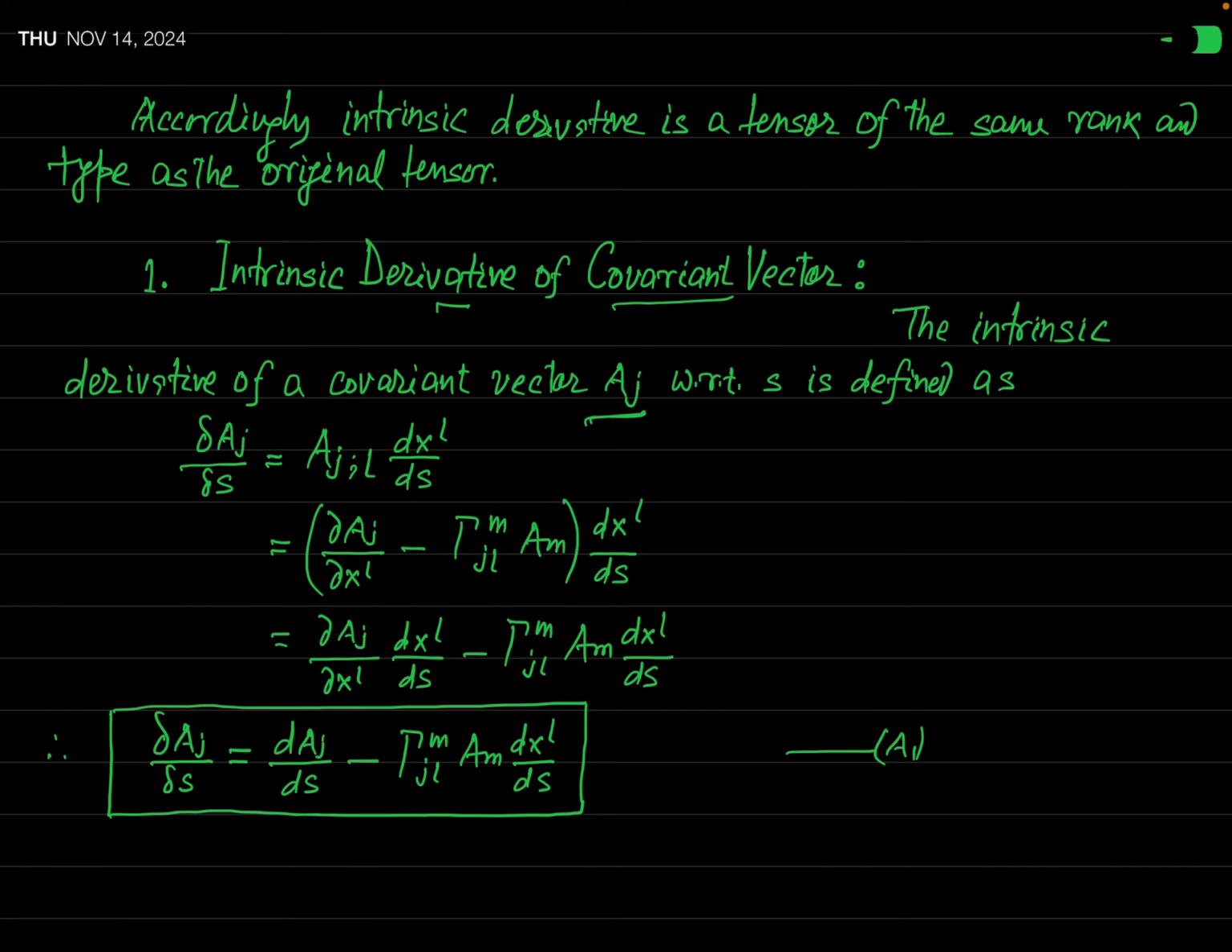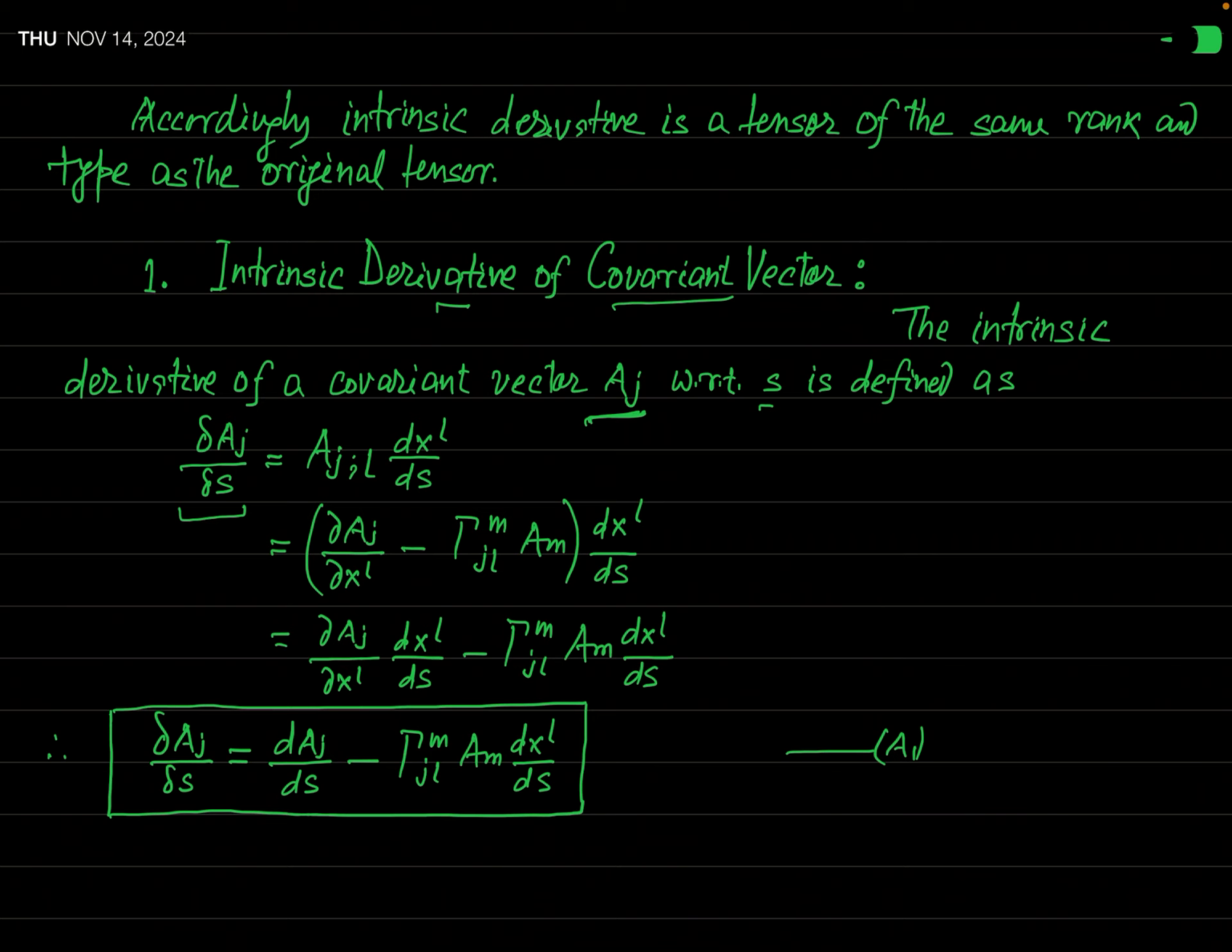And if you want to define the intrinsic derivative of this aj with respect to s, then how will it be denoted? You have seen the notation for it. It is denoted by delta aj by delta s. This is called the intrinsic derivative of aj with respect to s, where s is a parameter for the given curve. And how is it defined?